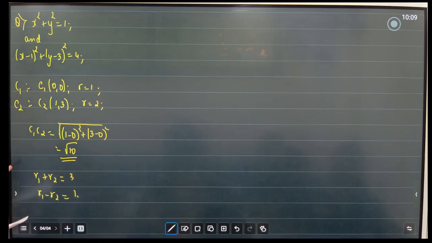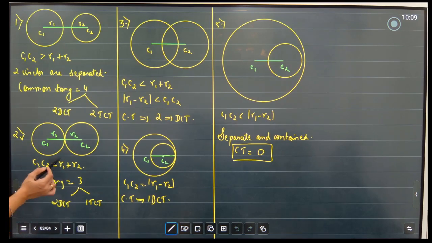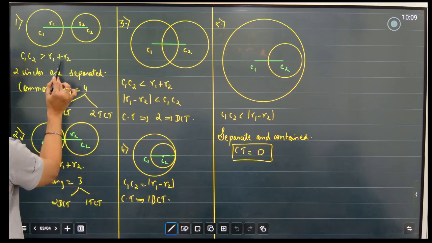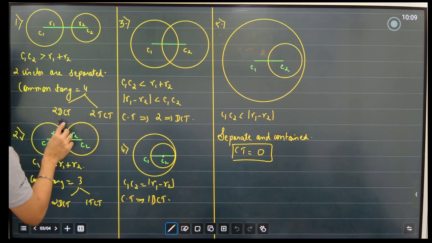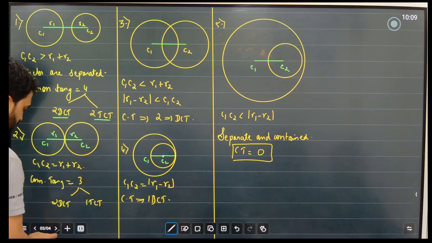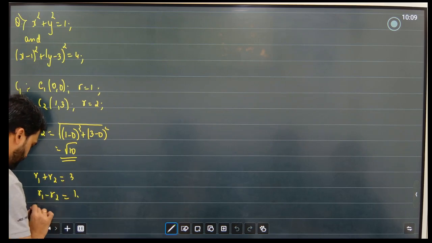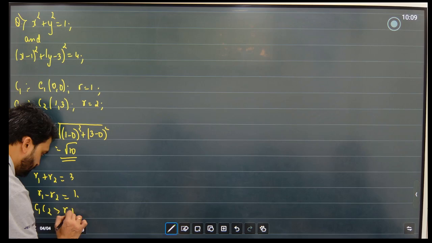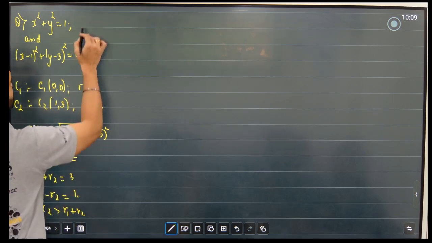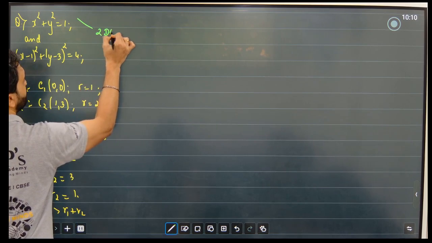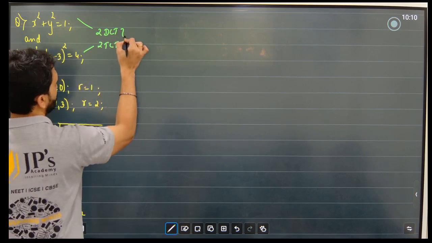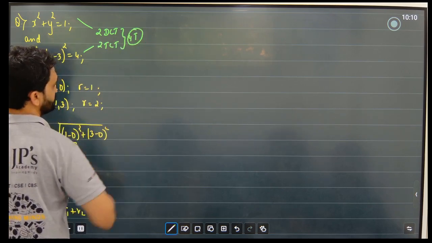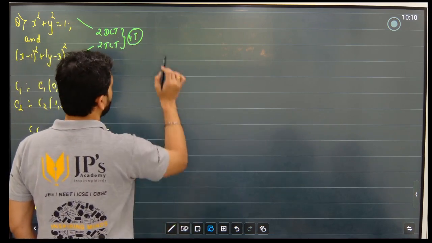Now I know that C1 C2 is greater than R1 plus R2. This means the circles are not touching each other, they are far from each other. It means that I can make two direct common tangents and two transverse common tangents. So I will write C1 C2 is greater than R1 plus R2. Therefore, the total number of tangents is 4 tangents.